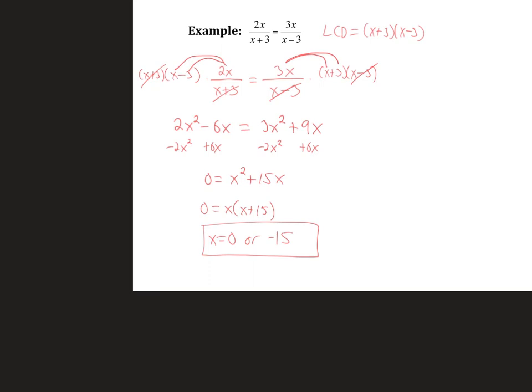All right, and that is how you solve rational equations. You're just doing a lot of fraction busting and finding common denominators, and you're good to go.